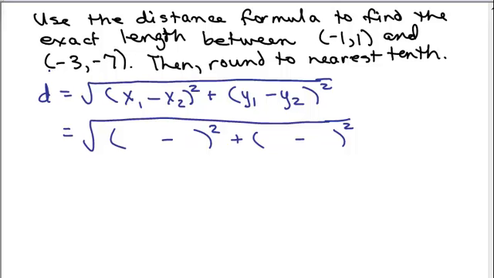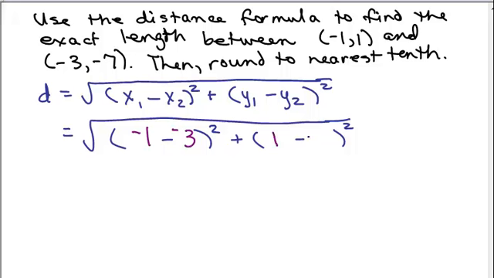So one of the x-coordinates is -3, the other one's -1. I always like to put the bigger number first, it'll be positive. So if I use the bigger number, -1 minus -3. You could have put -3 minus -1. That'll work as well. All right, and for the y-coordinates, I have 1 and -7.